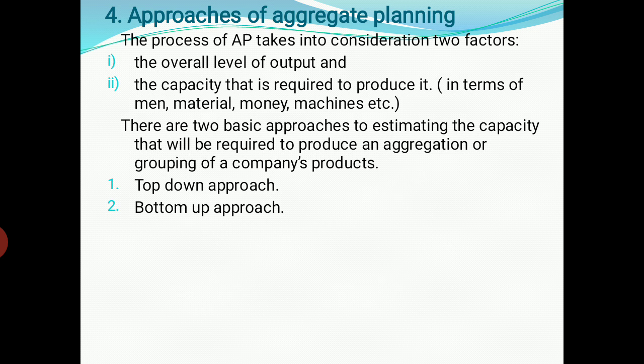So here it is: estimating the capacity that will be required to produce an aggregate or grouping of the company's product. One is the top down approach and the other one is the bottom up approach. Top down means something that falls from top to bottom, and bottom up is just the reverse of it. That means that we start from the bottom level, right? These are the two approaches that we'll be learning one by one. Why is it done? So that we can take up aggregate planning properly.